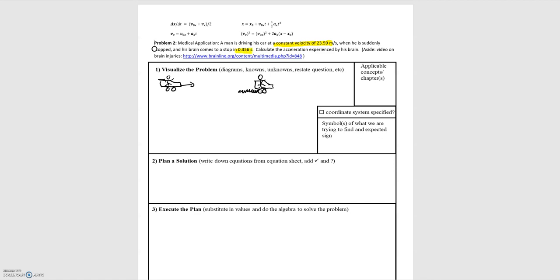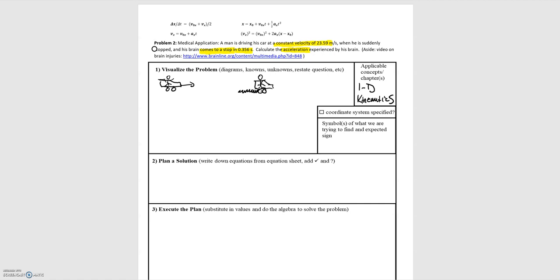So we have a time interval here, comes to a stop, that's his final velocity, and then it says to calculate the acceleration experienced by the brain. So we are looking for an acceleration. So the man's driving along, so this is just a one-dimensional problem since he's just going along a road. So this is a 1D kinematics problem.